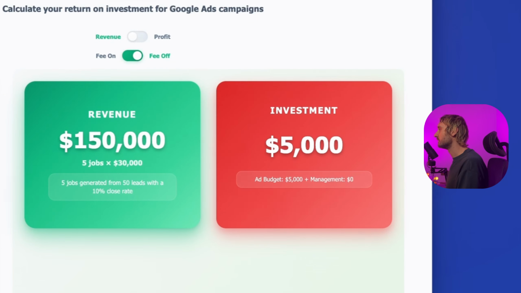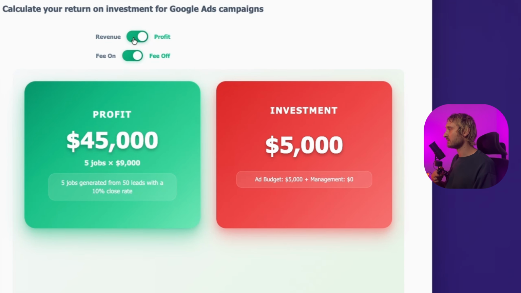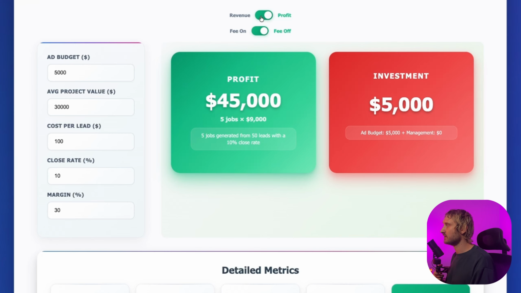Now, if we carry on, we can also use the profit switch where we calculate the gross profit. So if we flick that switch, we're going to get 45. So $45,000 is the actual gross profit if we deduct your cost of materials, right? So $45,000 in profit generated, $5,000 spent. We take 45, deduct the 5,000, you get 40,000 in gross profit left over.